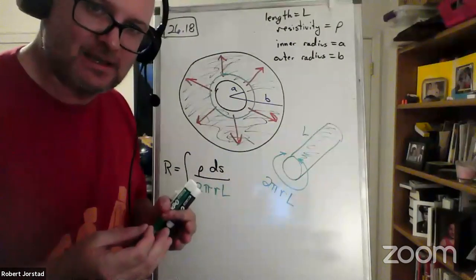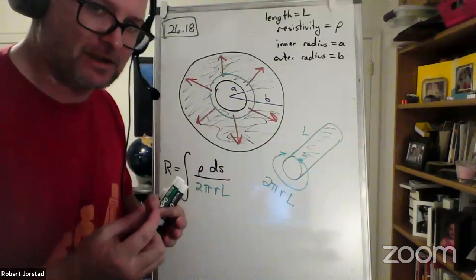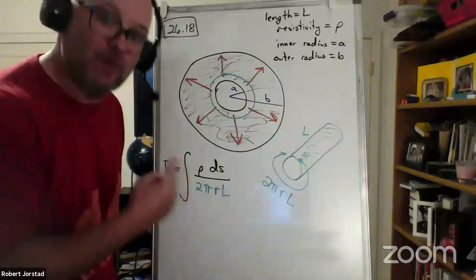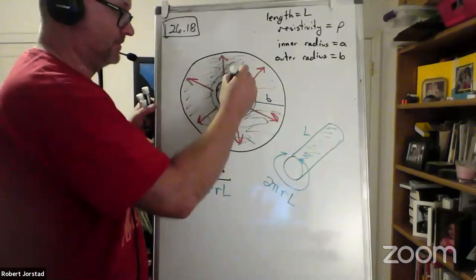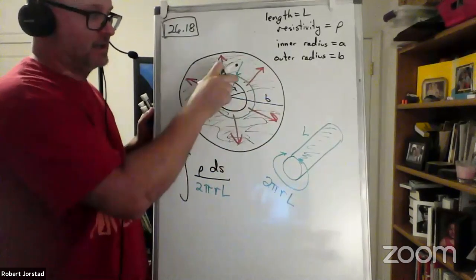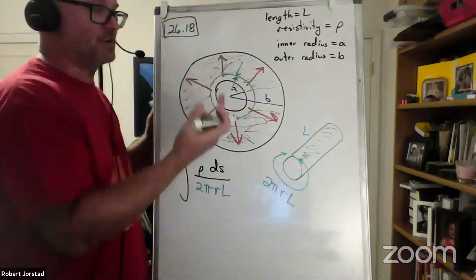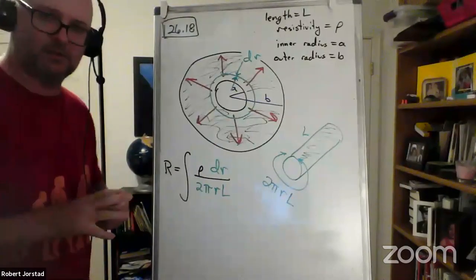Now, ds is supposed to be the length of the shell. And this is where it gets kind of weird. Remember, it's the length through which current passes. So it's this length. For this particular shell, current is flowing that far. What's a good name for that far? dr. That's right. What do you think? So far, so good?